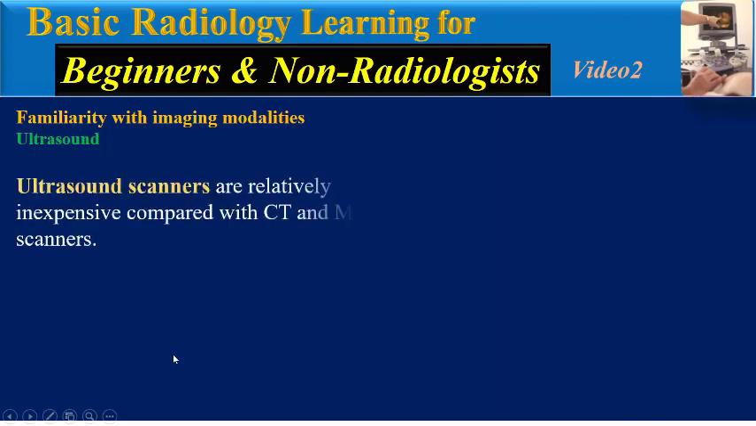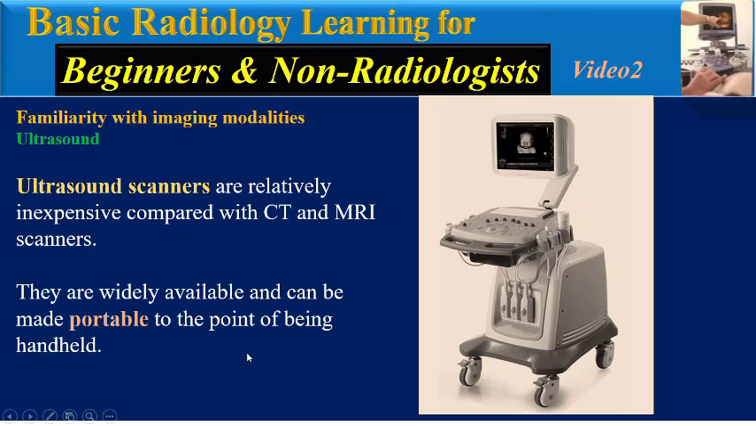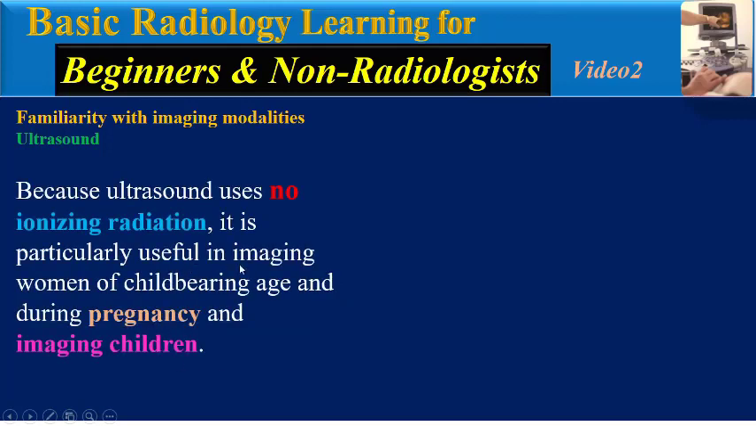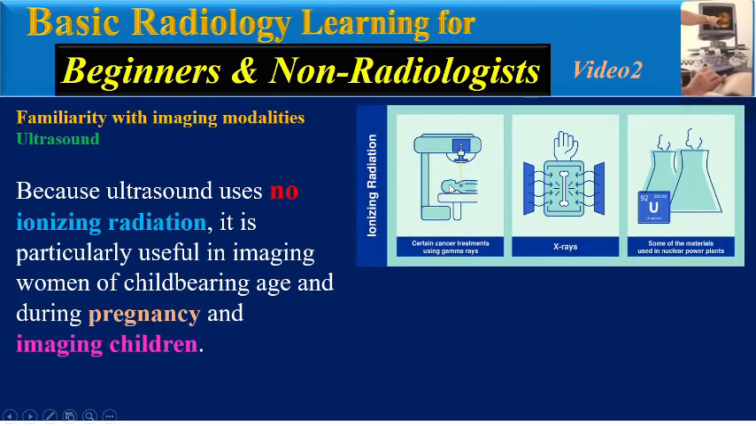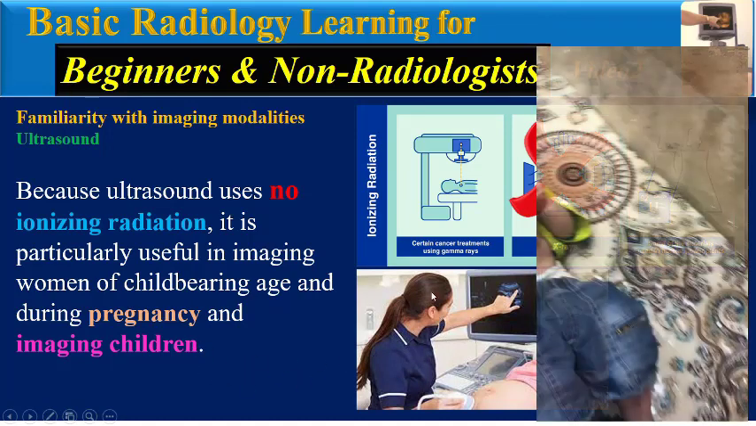Ultrasound scanners are relatively inexpensive compared with CT and MRI scanners. They are widely available and can be made portable to the point of being handheld. Because ultrasound uses no ionizing radiation, it's particularly useful in imaging women of childbearing age and during pregnancy, and imaging children, like this lovely baby in my clinic.